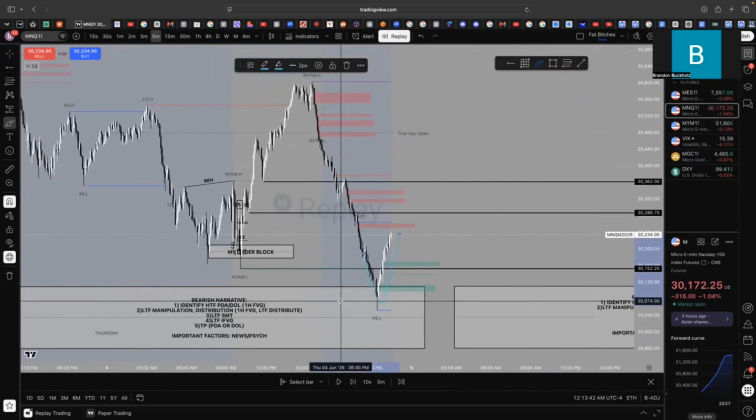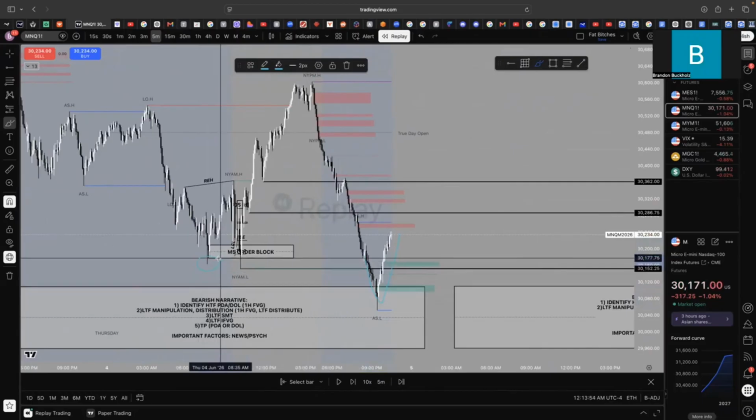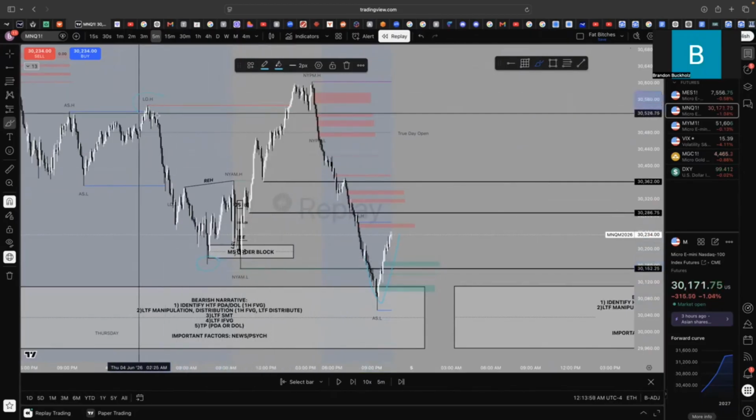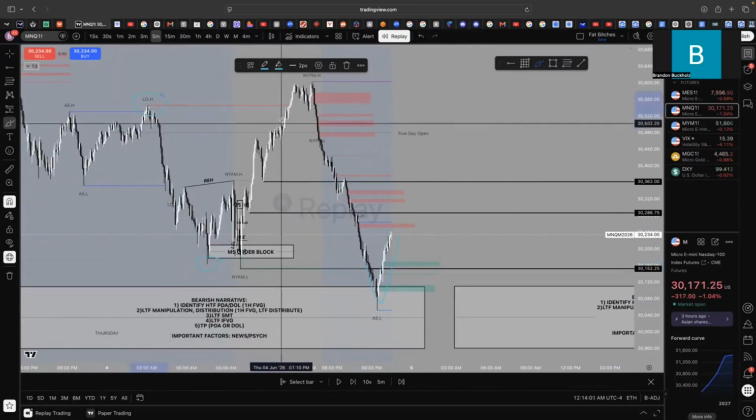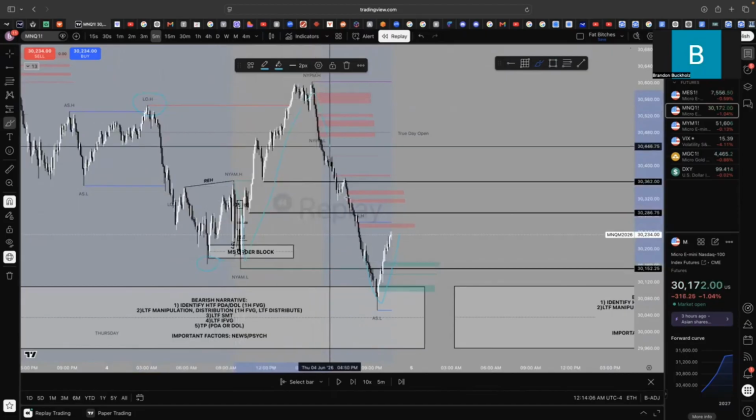Today was a beautiful day that proves how you look at the market matters. Price is constantly chasing liquidity. We took this low, and then we took this high. Okay. And then we took this low.